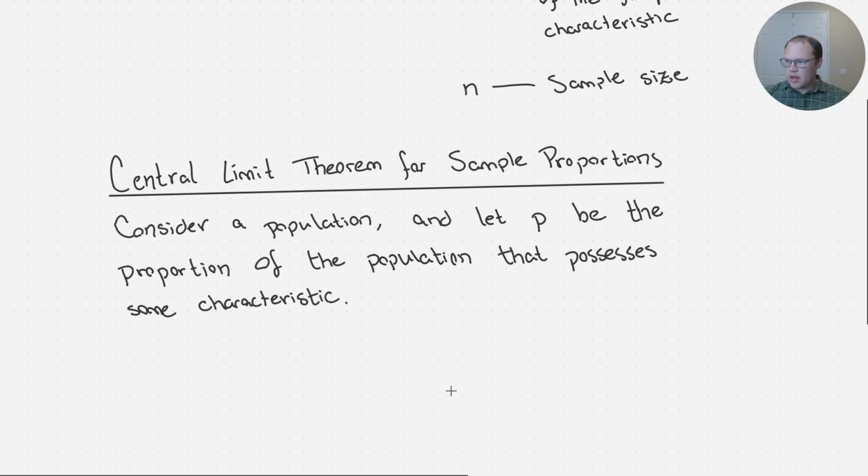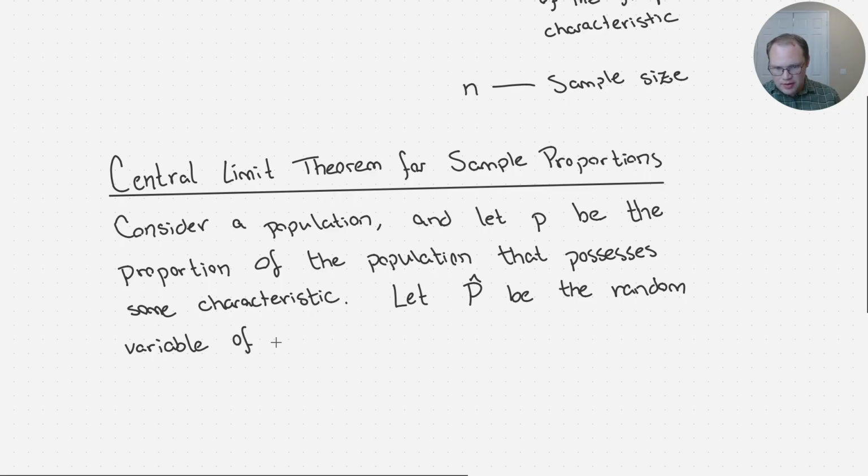We are going to let P hat, big P hat, be the random variable of the sampling distribution of sample proportions.